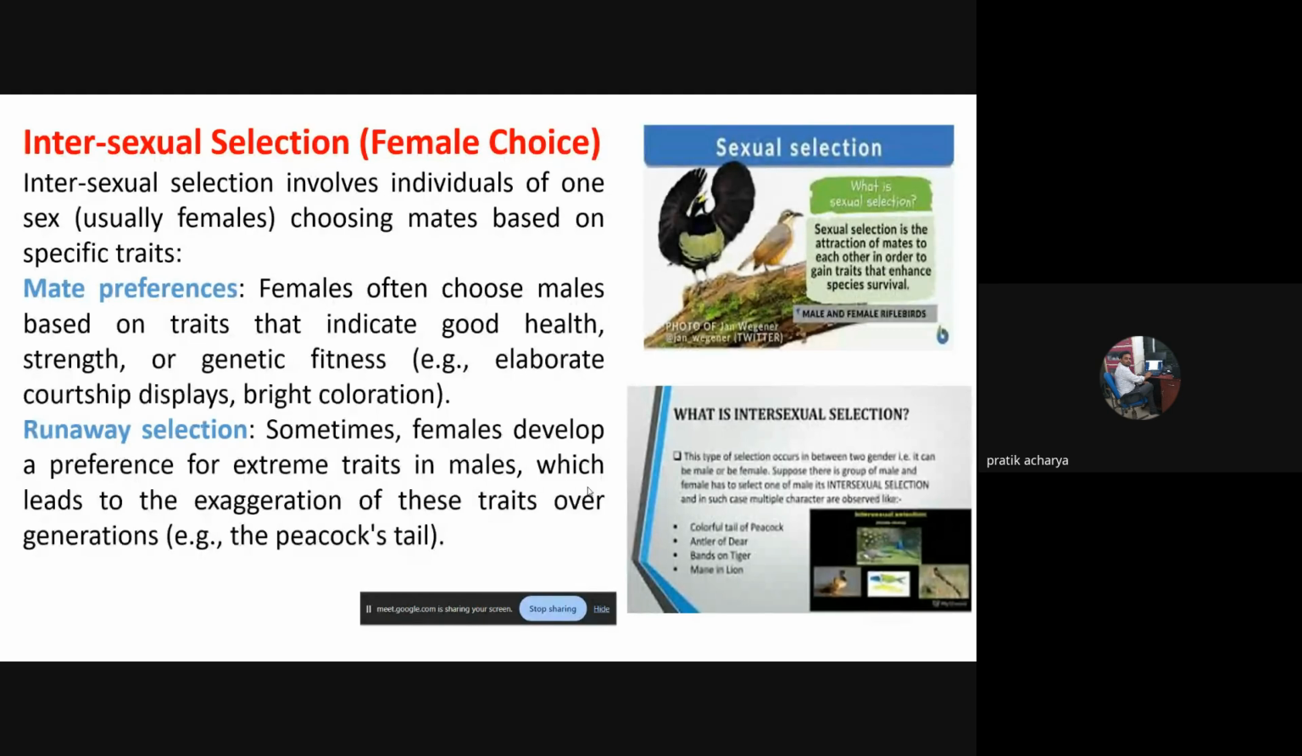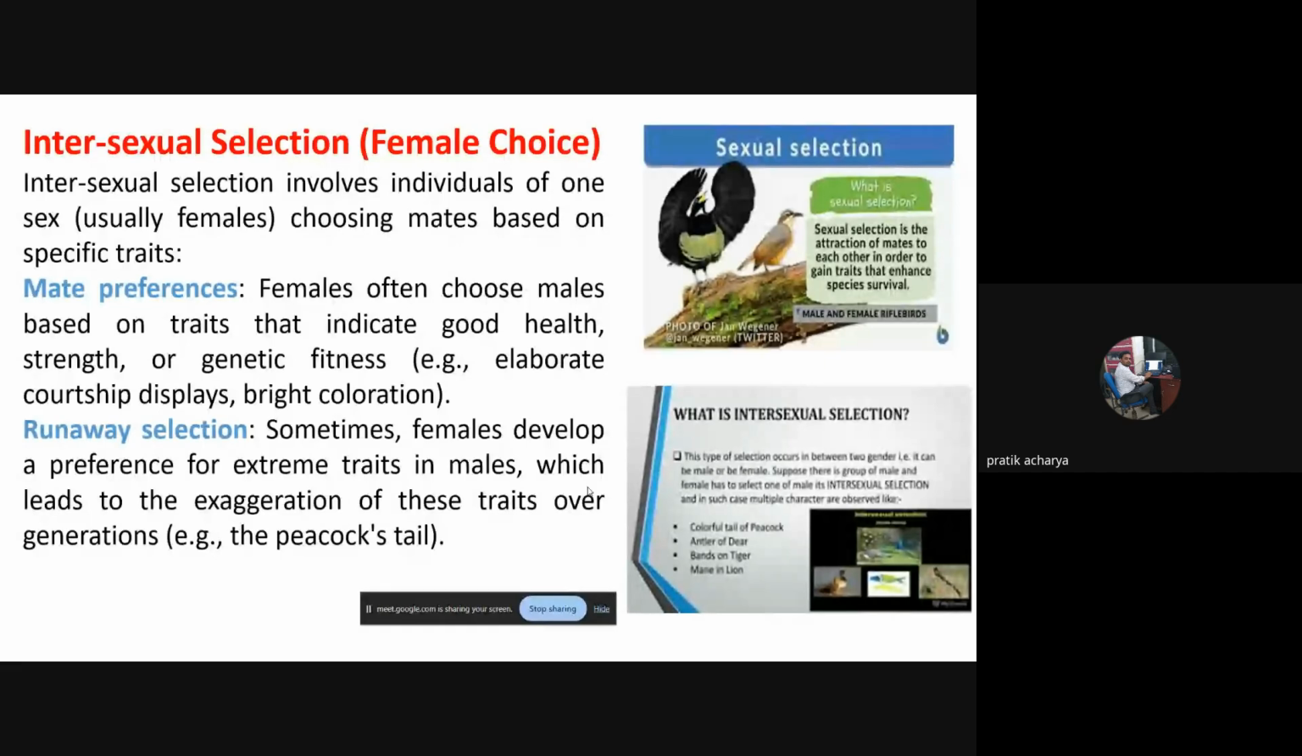What is runaway selection? Runaway selection explains that females develop a preference for an extreme trait in males, which leads to the exaggeration of this trait over generations. The peacock's tail is a good example. The peacock which has a large tail has the characteristic feature attracted by the female, or the female chooses that kind of peacock with a large tail. That is the sexual behavior. That is the female choice.